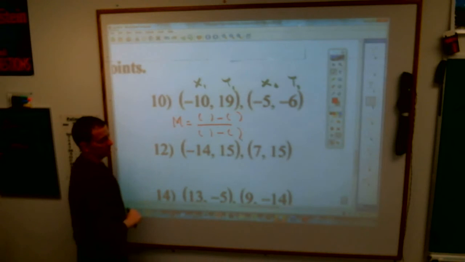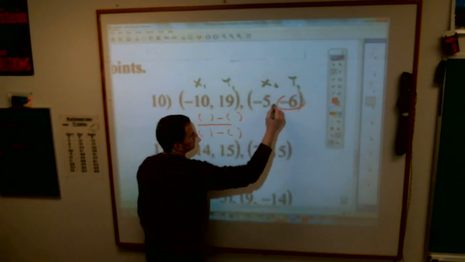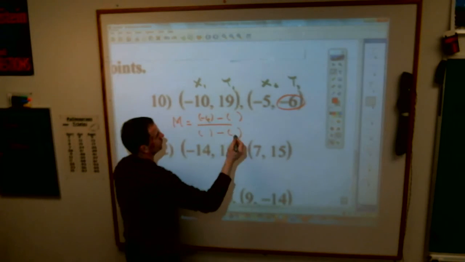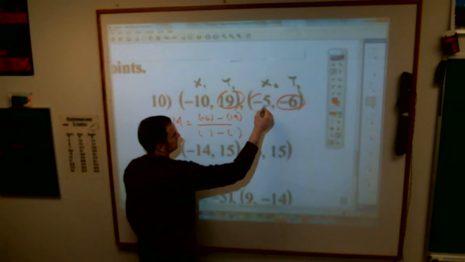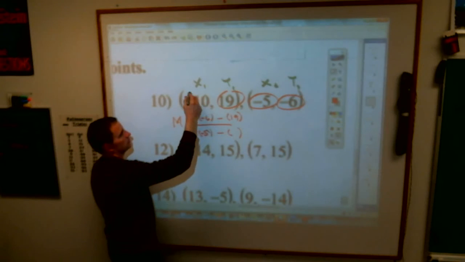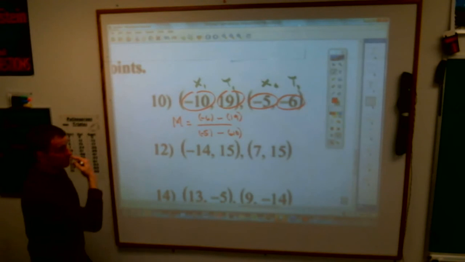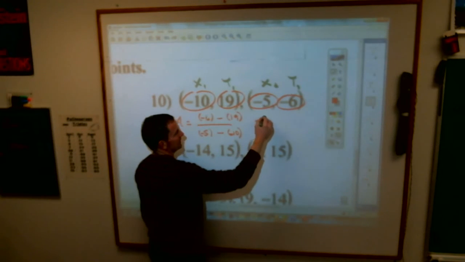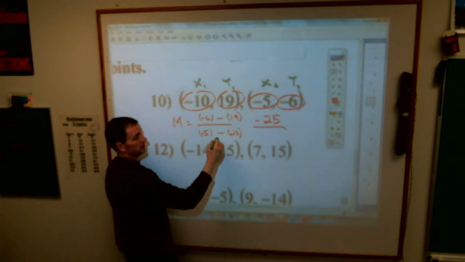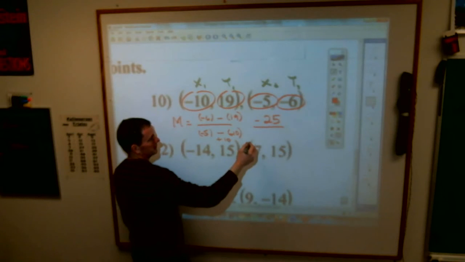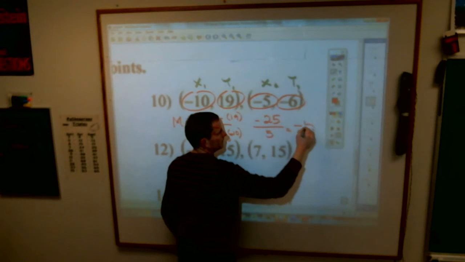Y's are always the top ones. If you're going to go wrong, it's a lot of times you get these all mixed up. Y2 is negative 6. Y1 apparently is a 19. X2, negative 5. X1, negative 10. So when you figure out the slope there, you've got negative 6 minus 19, which is a negative 25. Negative 5 minus a negative 10 is actually negative 5 plus 10. So that ends up being 5. So your slope is going to be negative 5.